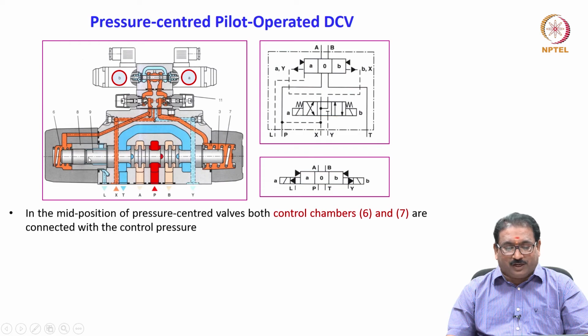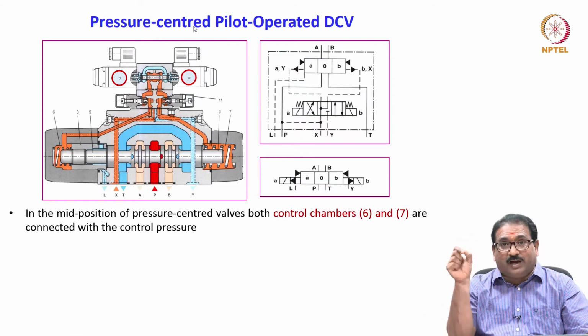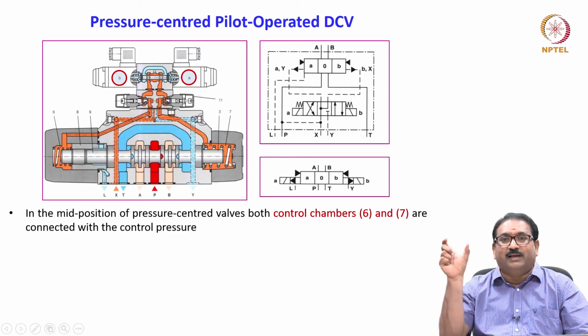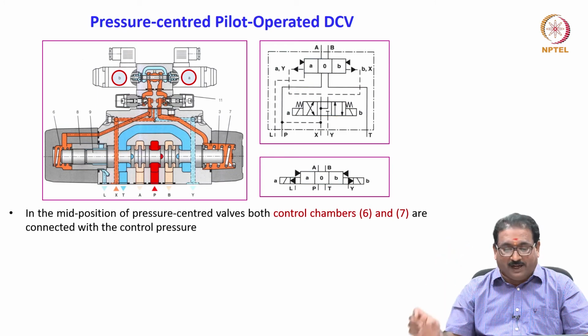In the mid position of the pressure centered valves, both control chambers 6 and 7 are connected with the control pressure. Hydraulic control pressure is available here. It is pressure centered, whereas previously you were seeing spring centered. Using the hydraulic oil, the oil is always balanced and available at 6 and 7 at the main spool valve ends.